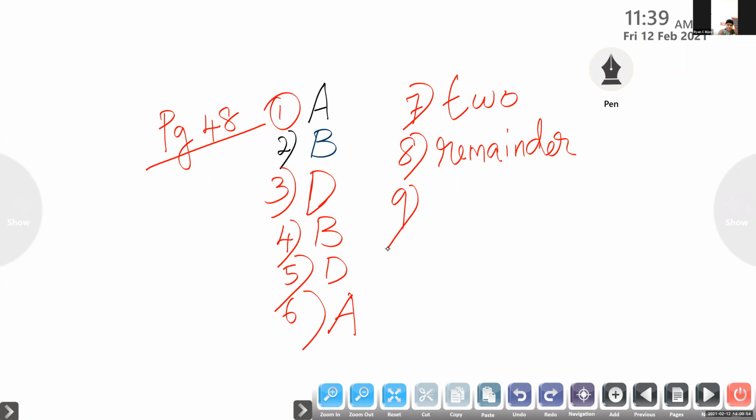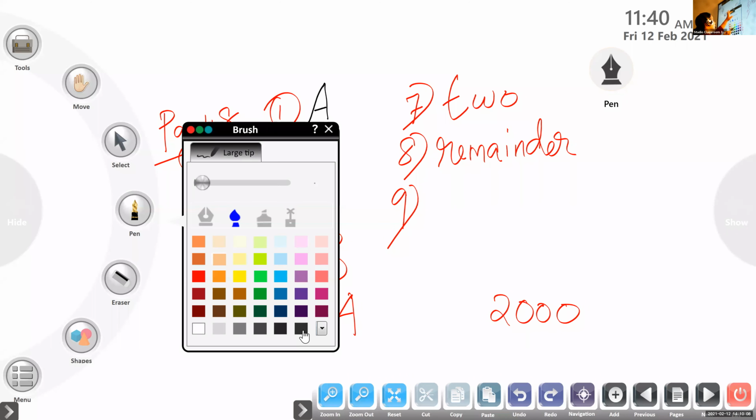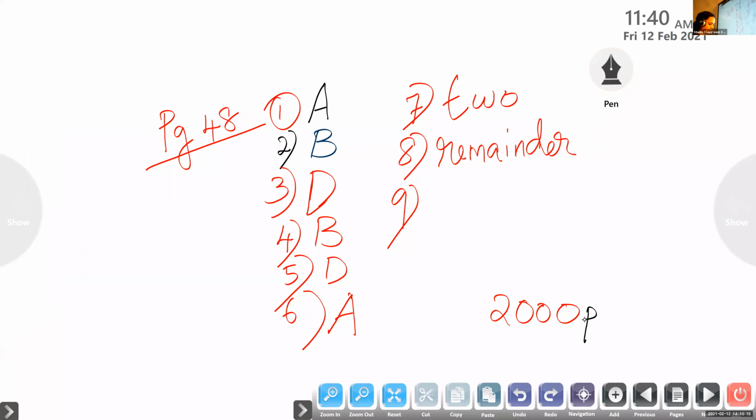2,000 paise make... Read, count the number of zeros. Don't read in a hurry. What is this number? 2,000. Yes, Ryan. Look at the number and read properly. 2,000 paise make how many rupees? 20. We had to move how many digits?